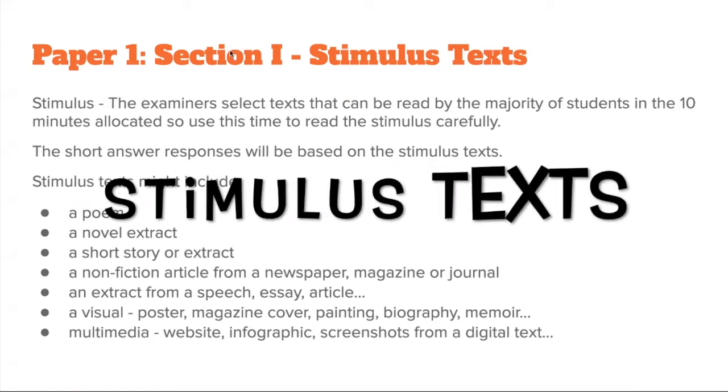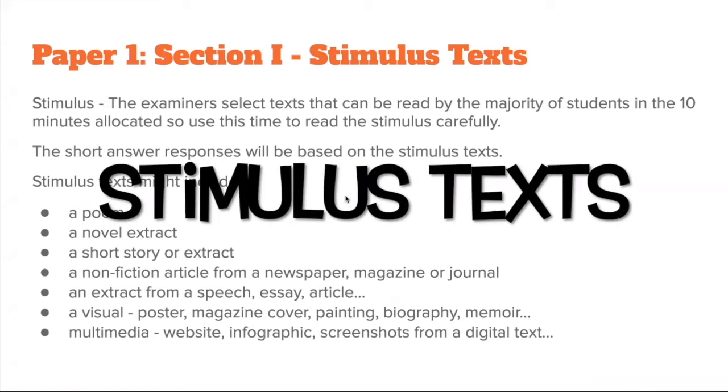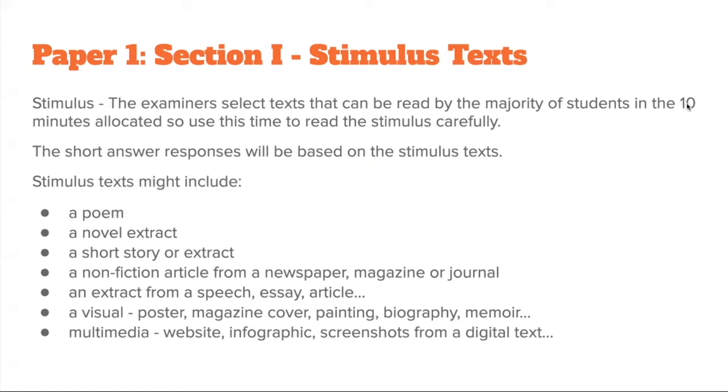A few things that you want to keep in mind. They want every student to at least have access to the exam. So the texts selected are going to be ones that the examiners have chosen because they're confident that most students are going to be able to read all of the texts in the 10 minutes that's allocated to them. When you're reading them, you don't want to be rushing through them as quickly as possible, but obviously you don't want to be slow and take too much time, but you do want to make sure you're using that time well and paying attention to the texts.